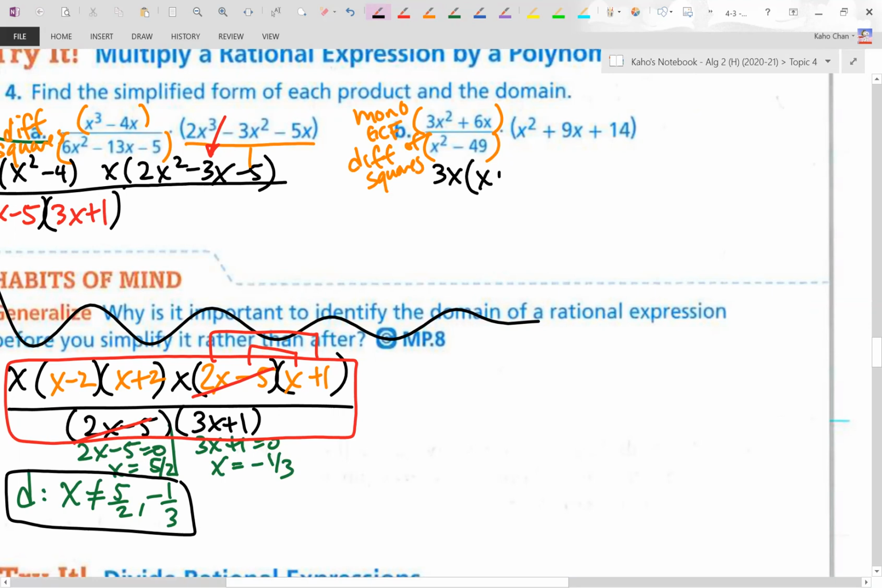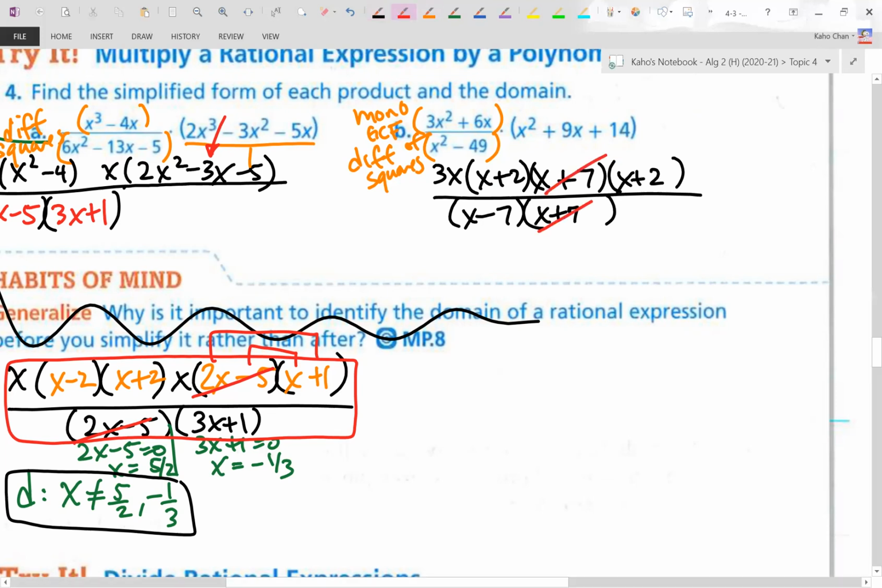That leaves us with an x plus 2. x squared plus 9x plus 14. Let's break it down. Let's see, 7, 2, 14. Oh, 7 and 2 work. Yay. Takes practice, doesn't it? And the difference of squares is x minus 7, x plus 7. Oh, the x plus 7's cancel.